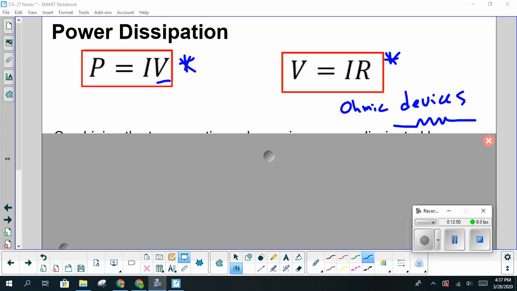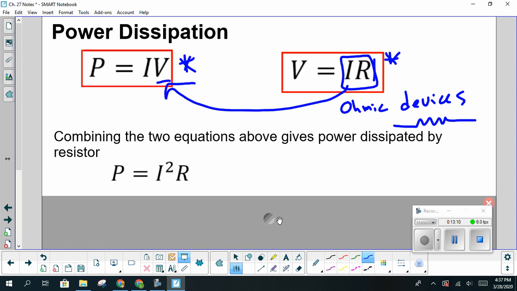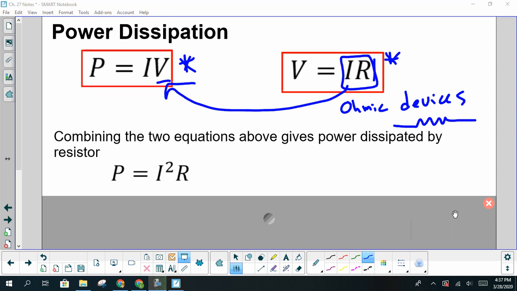Okay, so if we take a minute and look at these two equations, we can actually take this Ohm's law here, right? And we can substitute this in for our potential difference in our power equation. Again, this is only for ohmic devices. All right, so when we do that, we get this equation. So our power is going to be equal to our current squared times the resistance, P = I²R. Now, notice that this is going to be our power that's dissipated by a resistor, and this is important.